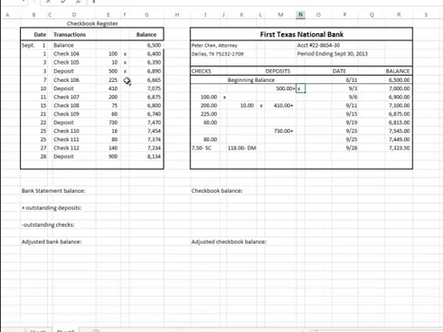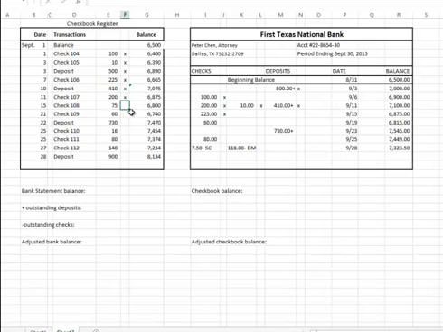Next, I wrote a check for $225, and I look over here to see if it cleared, and yes, it did. So I'm going to put an X by each of those items. Then I had a deposit for $410, and I look over here, and yes, it did in fact clear. So I'm going to put an X and an X. Next, I had a check for $200, and I see that it cleared right here. So I'm going to put a mark by each of those.